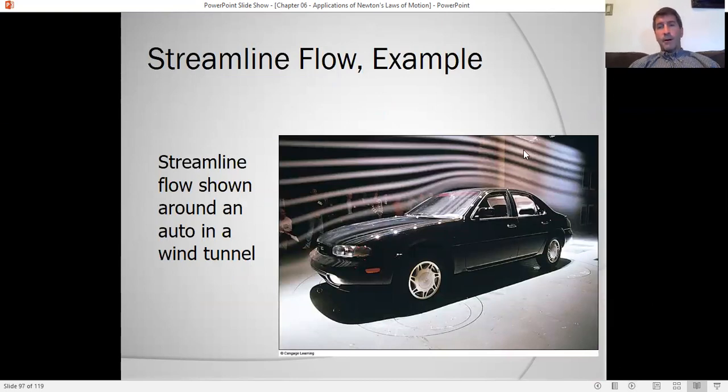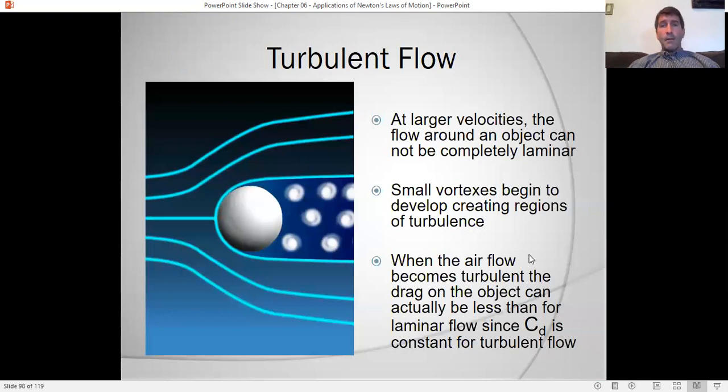So for streamline flow, here's a car. They're doing a wind tunnel test with smoke, and the smoke follows the streamlines. You can clearly see that the particles get out of the way of the car pretty well. So for some objects, streamline flow reduces drag. For other objects, turbulent flow actually separates the interaction of the fluid with the object traveling through it. So that can create a decrease in drag. Again, it's very complex, and we're not going to spend a tremendous amount of time here. Here you see a combination of streamline flow around this ball and then some turbulent flow with vortices behind.